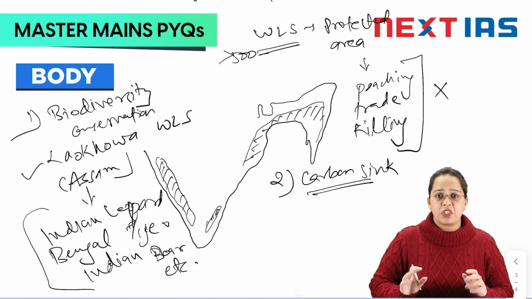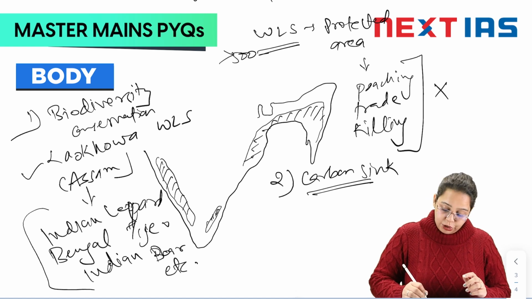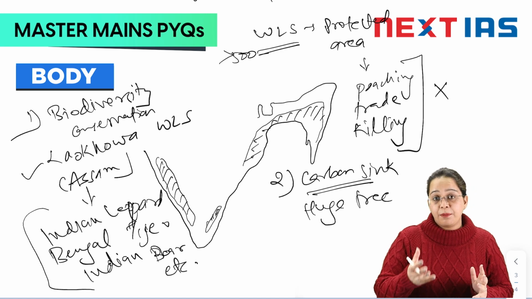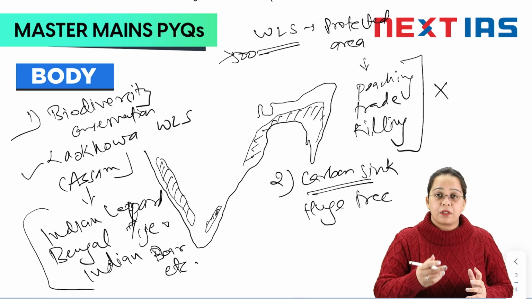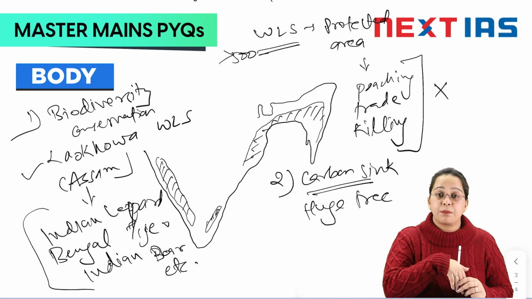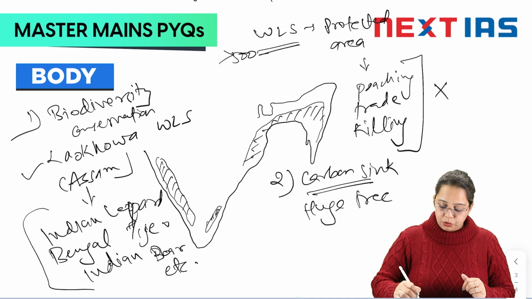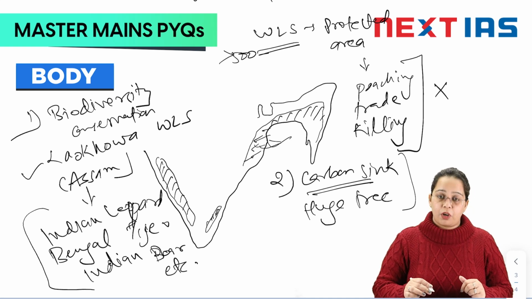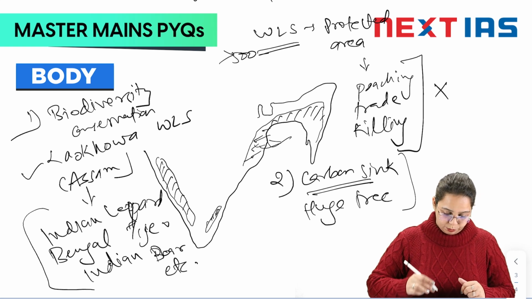If afforestation is proper, and natural vegetation growth is proper in these areas, then huge tree cover is there, and trees act as a carbon sink. So the carbon that is emitted worldwide and in the nearby areas can be absorbed comfortably by these rainforest areas. So you can write this point also.